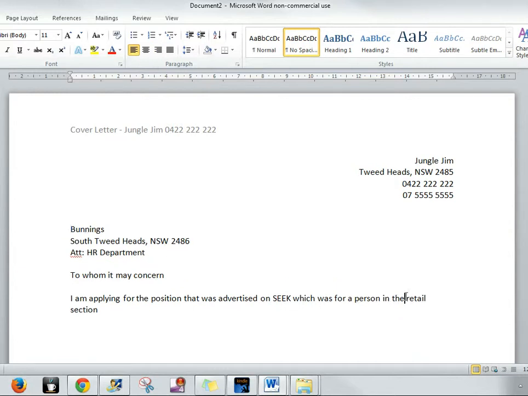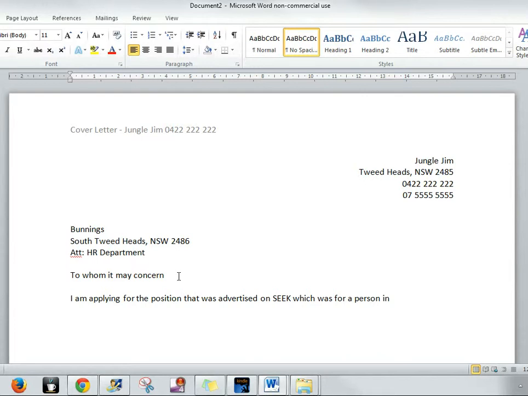Okay, and what we're doing with this is that if you are applying for a job with a particular organization, it's always important to add that information to acknowledge that you know where the job is and you know the location of where the job is.